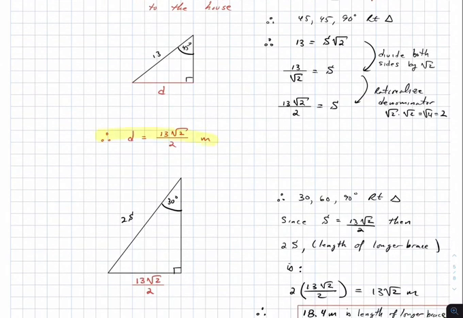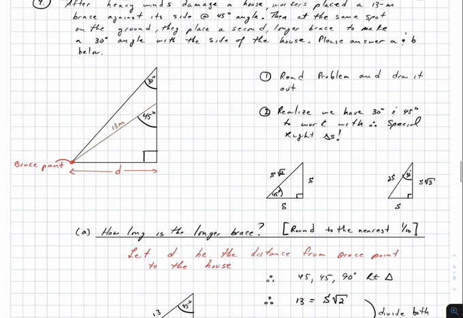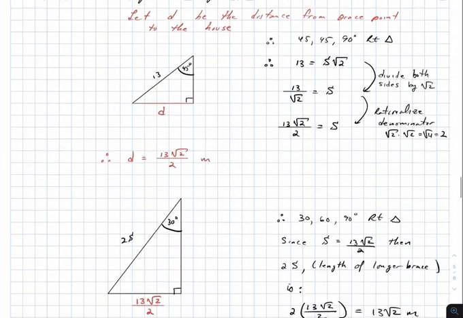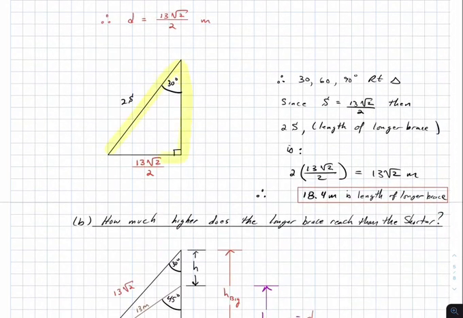D is now what we have found, and we found out that it is 3 square root of 2 over 2 meters, okay? Now, we have our other triangle, right? We have our 30, 60, 90 right here, right? So I drew that one out, as you can see here. I labeled the side that we had, D.